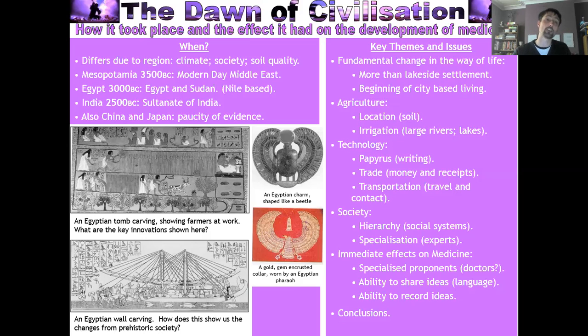But the Sultanate of India is the earliest point at which they start writing things down that make sense and that we can use to try and analyze civilizations. Again, there are fragments that are earlier, but it's very, very hard to work out what they're talking about.